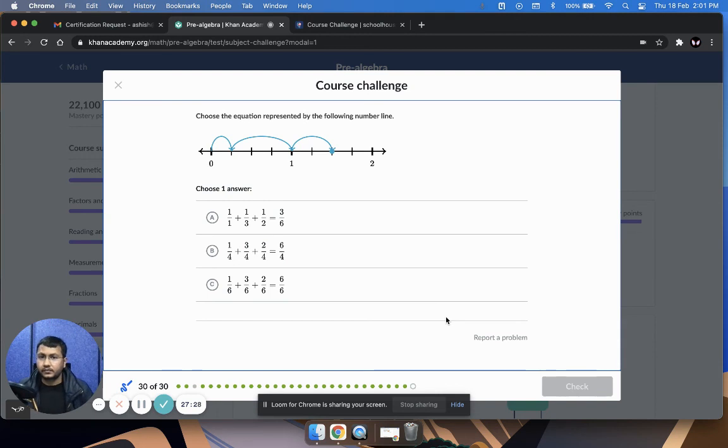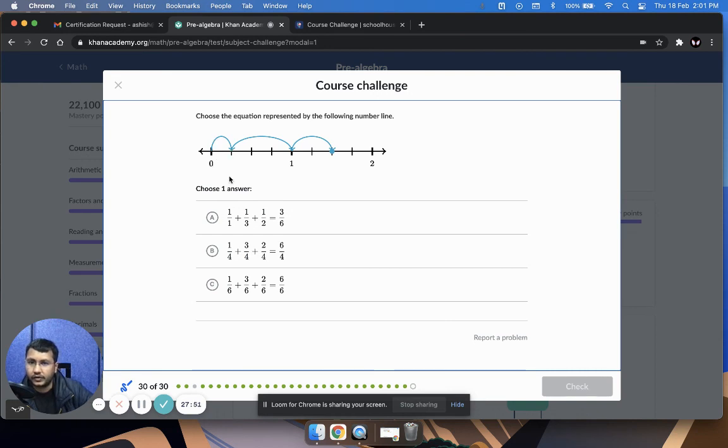Last one. Choose the equation represented by the following number line. This is 1, 2, 3 jumps. You moved. Okay, what are these numbers? The first jump is at 1, 2, 3, 4. 4 cuts, so 1/4. So you move from 1/4. You're adding these 3 numbers. Awesome. That's what you're doing. I can see in the options as well.